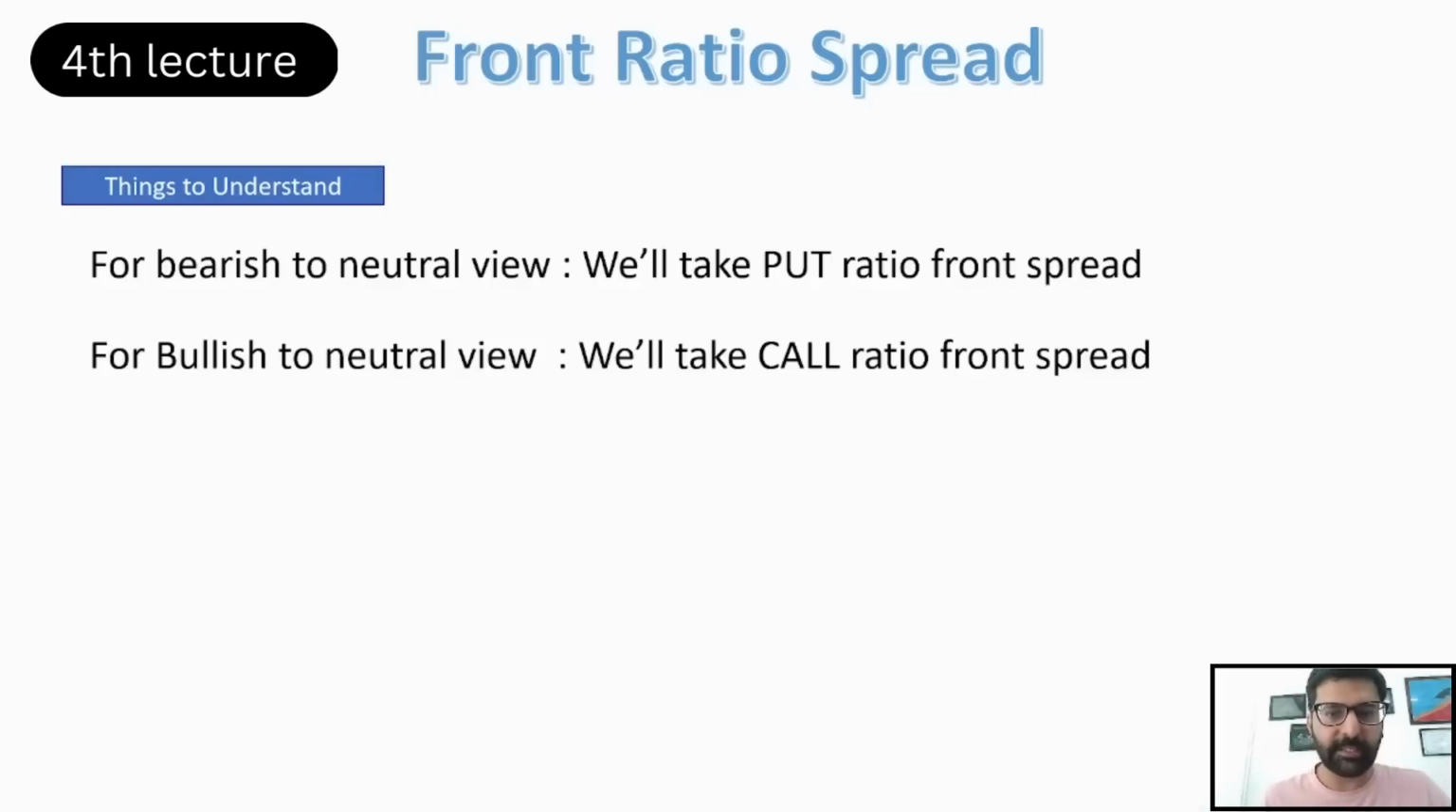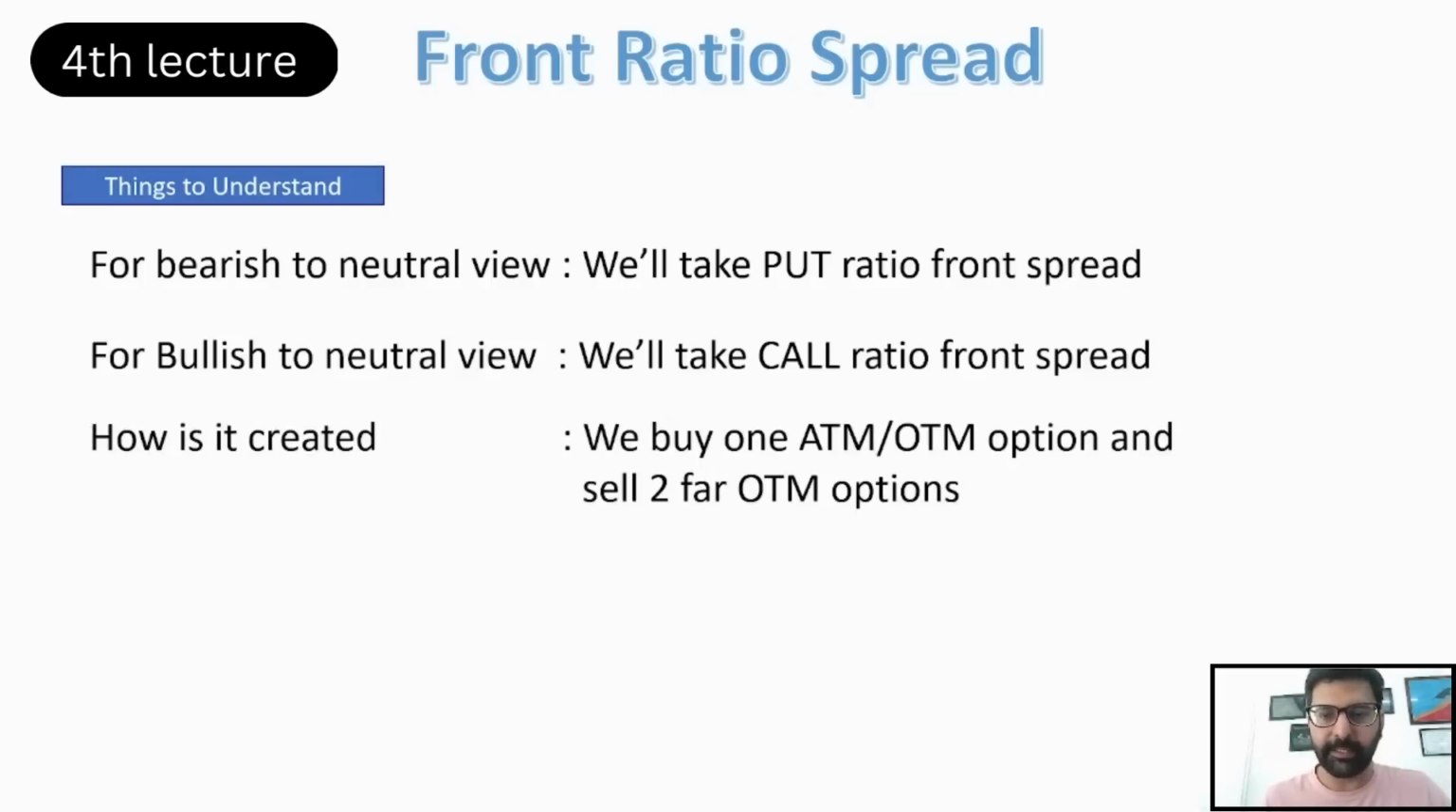And how is this created? So we buy an ATM or an OTM option and we sell double the quantity of OTM options. For example, let's say I'm buying a 40,000 call, and this I'm doing one lot, and I could be selling two lots of 40,300 call, right? So this will be called a ratio. Now, the ratio here is 1:2. So we can also say this is a 1:2 ratio.